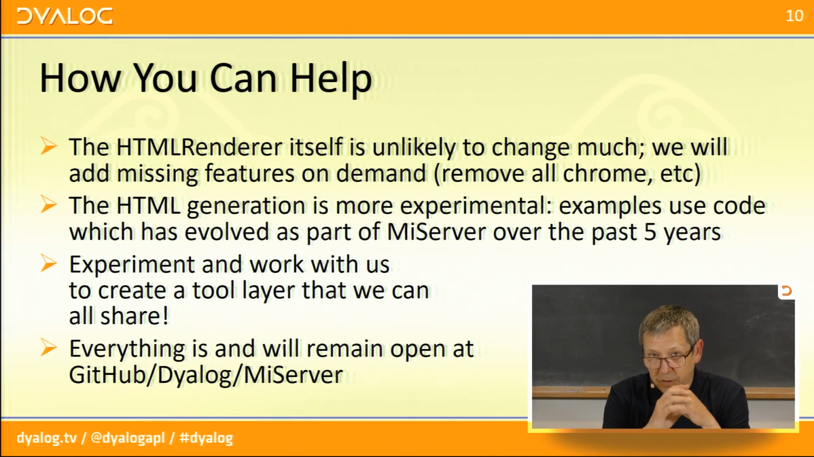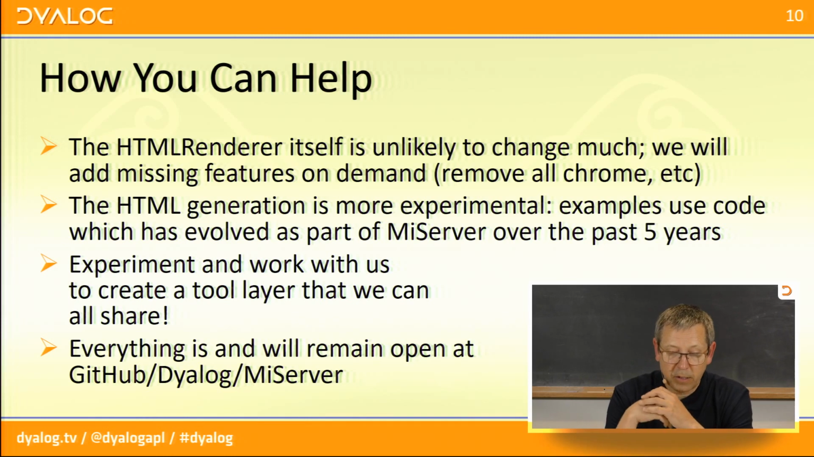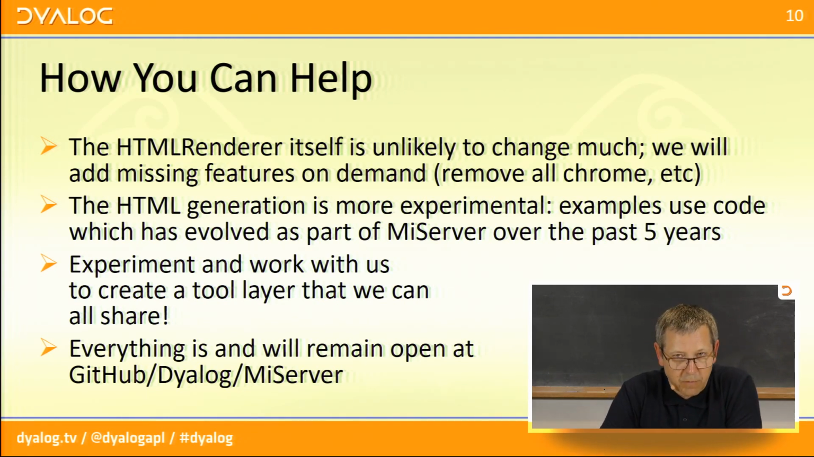So if you're on a Mac, for example, you want the menu integrated with the system menus. Features like that might need to be added to it for better integration with different operating systems. It's the HTML generation part of it that's more experimental. Everything I showed you now is code that's evolved over the last several years as part of my server, but there may be things that need to be different on the desktop. There may be other models for generating the HTML.